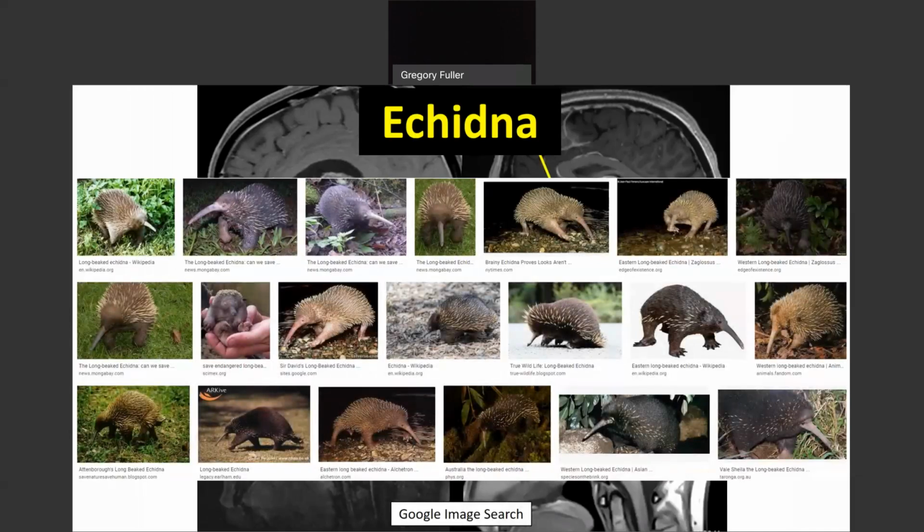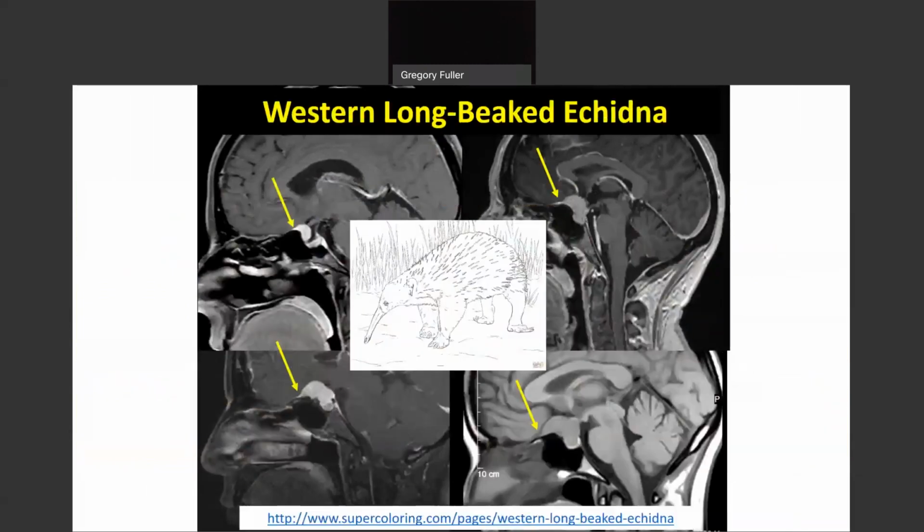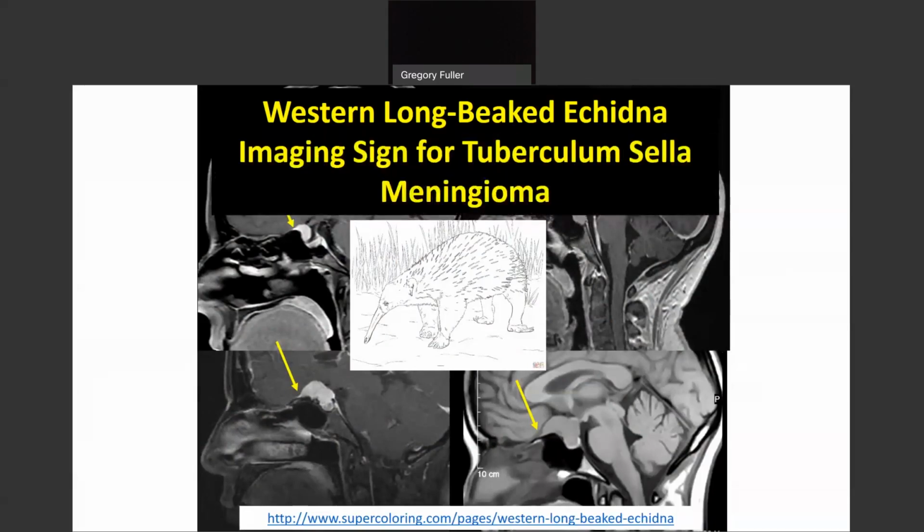Actually, all the echidnas that you're seeing here are not just echidnas. These are long-beaked echidnas, all right? Of all the images in the Google search that I looked at, I think I actually like this drawing the best. And this comes from www.supercoloring.com pages. For free, you can print off these pictures of all these different types of echidnas, and your kids can color them in. All right, so this is the Western Long-Beaked Echidna, and I think that's what this meningioma looks like. So I'm going to call this the Western Long-Beaked Echidna imaging sign for tuberculum sella meningioma.